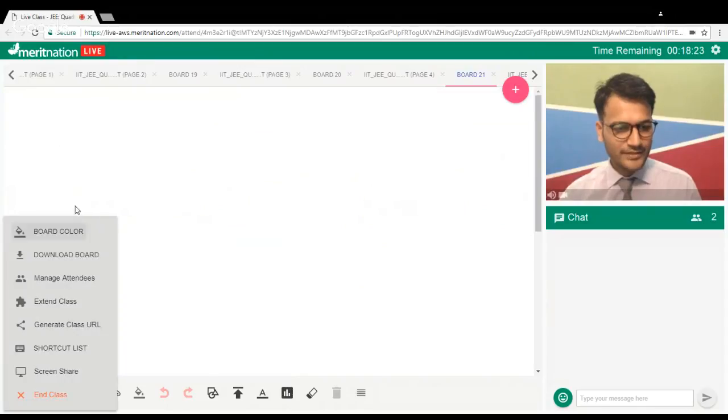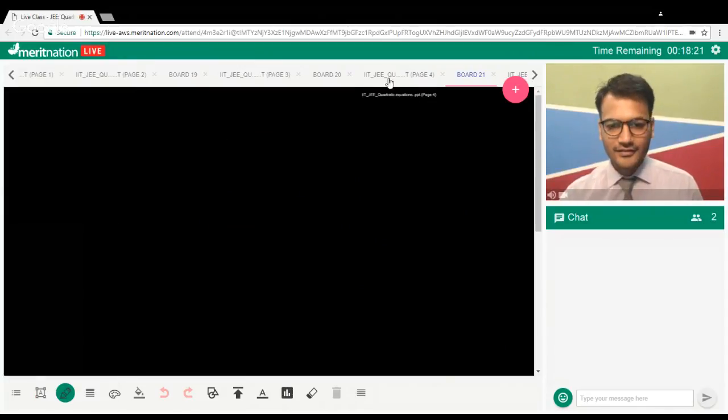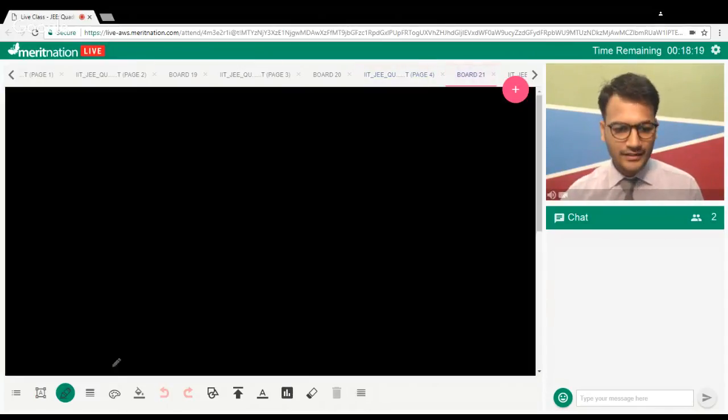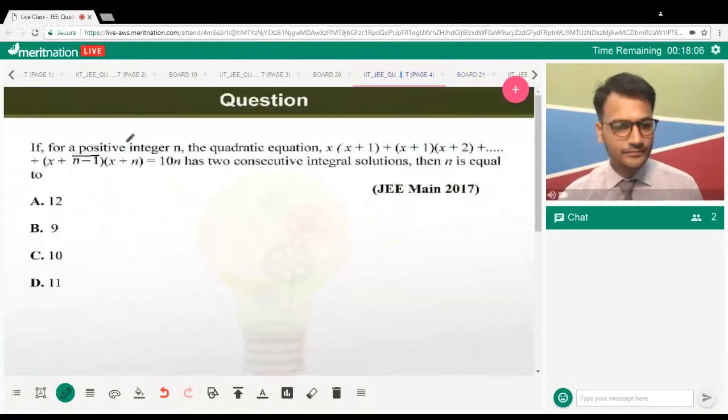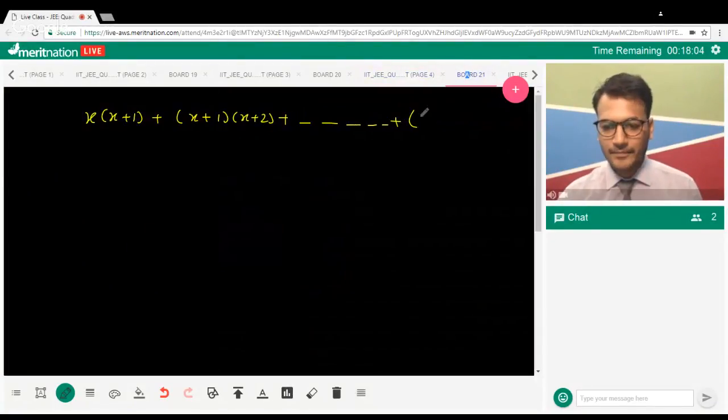So, hi Sujay. Let's have a look. So basically over here, let me just write down this equation. It was x times x plus 1 plus x plus 1 times x plus 2 and so on till x plus n minus 1 times x plus n, right? This is what the equation is. This is basically a quadratic equation.